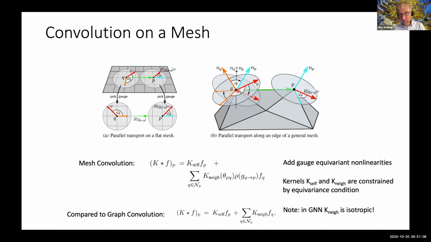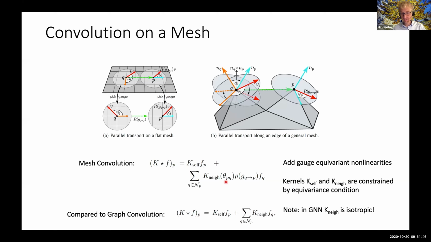Okay, that part might have been a little abstract, but in the end, the convolution on this mesh looks very similar to a convolution on a graph, which is written out here. It's a self interaction, and then a kernel which looks at all the neighbors. But for a graph convolution, this has to be isotropic. The kernels will have to be the same for all the neighbors. Whereas for this mesh convolution, what comes out in the end is that this is no longer isotropic, and the kernel can depend on an angle.